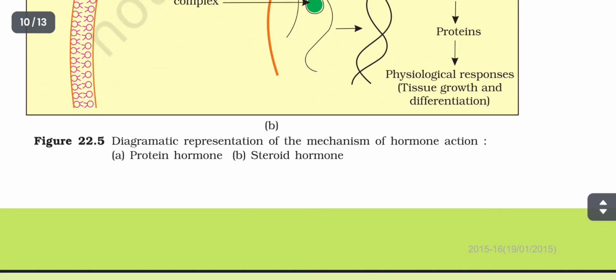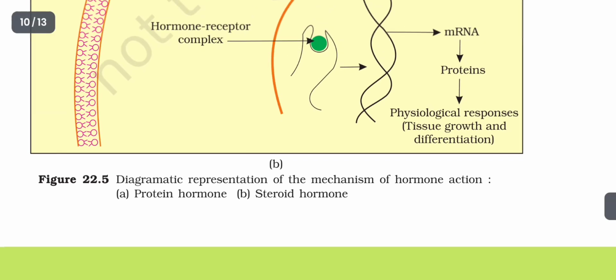Diagrammatic representation of the mechanism of hormone action: protein hormone A and steroid hormone B.